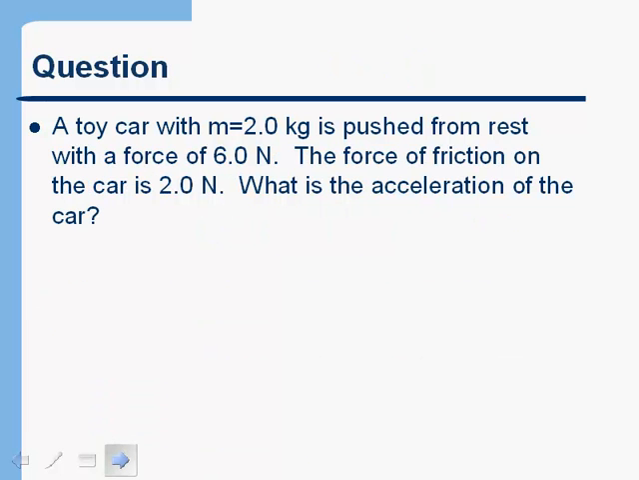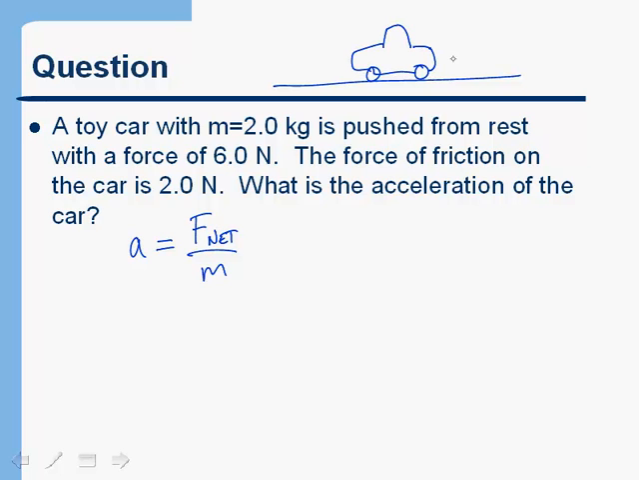Let's take a look at another problem. This one says a toy car with a mass of 2 kilograms is pushed from rest with a force of 6 newtons. The force of friction on the car is 2 newtons. What is the acceleration of the car? Okay, so Newton's second law, again, tells us that the acceleration is the net force divided by the mass. So in this case, I've got my little toy car here, and we've got a force of 6 newtons trying to make the car go. The force of friction is 2 newtons.